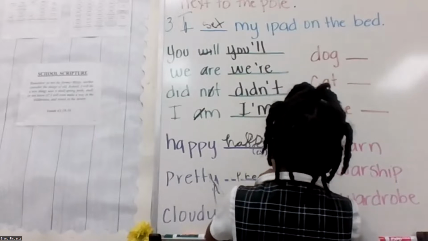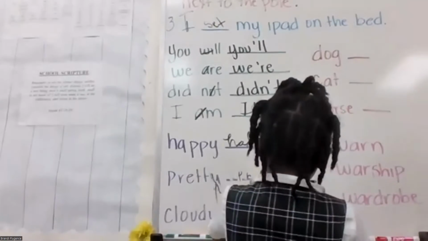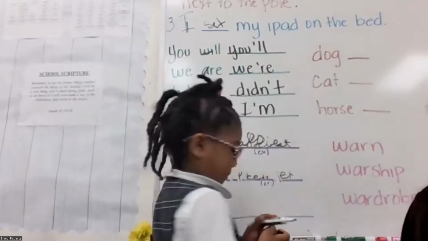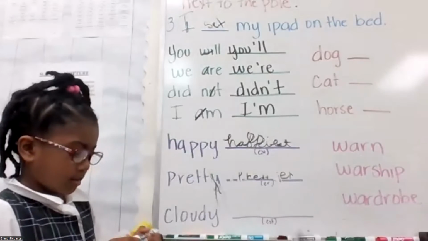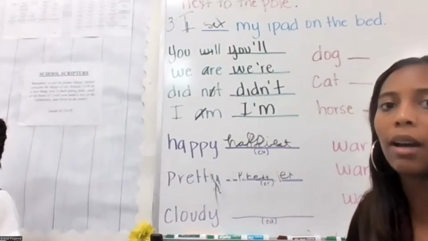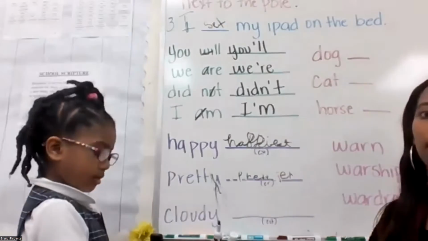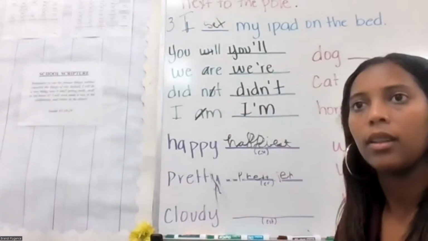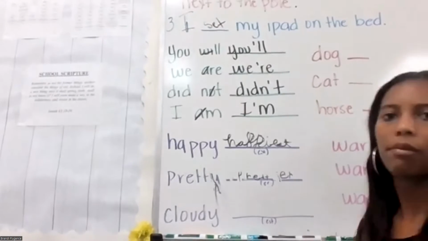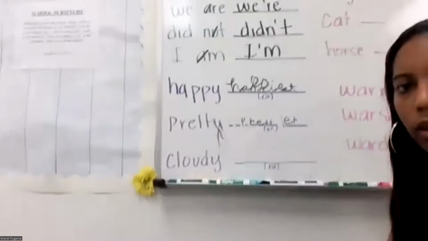Take away that Y. Yes, okay, prettier. Take away the Y, change it into I, and add ER. Next, we have cloudy. Let's turn cloudy into cloudiest. Anybody online? Okay, Joshua, how would I turn cloudy into cloudiest? How would I write that?